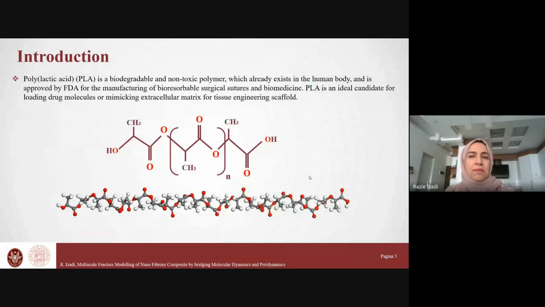Among PNFs, or polymer nanofibers, special attention is given to the ones that are constructed from polylactic acid, or PLA. Because of its biodegradability and non-toxicity, it already exists in the human body and it's approved by the FDA for the manufacturing of bioresorbable surgical implants. And PLA is an ideal candidate for loading drug molecules or mimicking extracellular matrix for tissue engineering scaffolds.